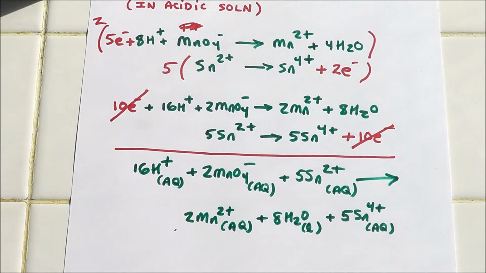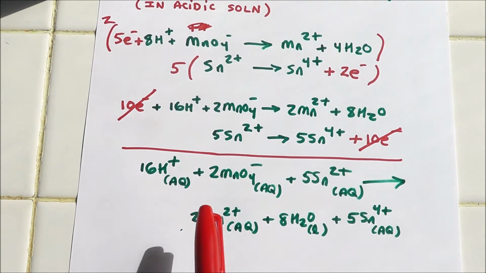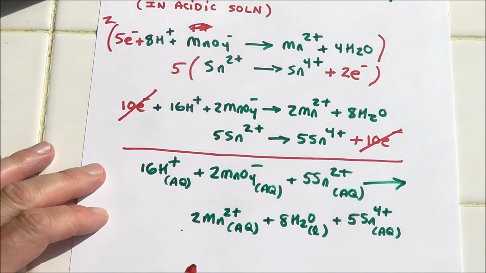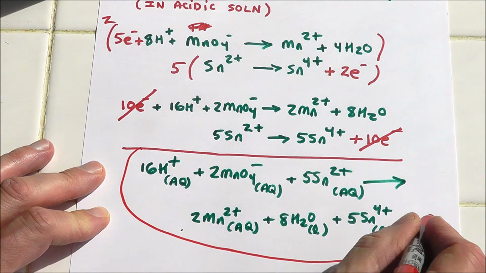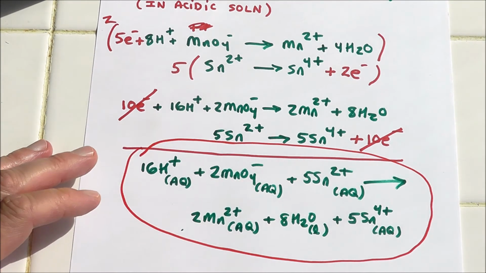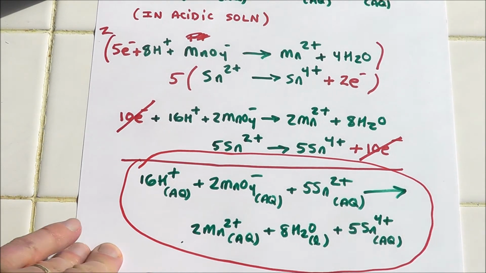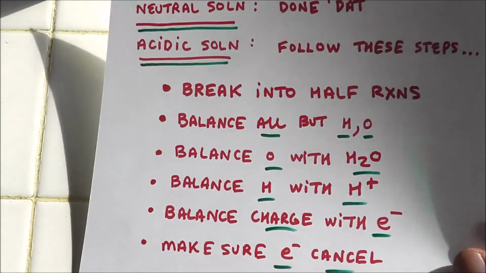All right, just pick any elements now and you can see if it's balanced. 2 manganese on each side, 5 tins on each side, 8 oxygens on each side. Folks, I'm going to declare victory. That is the balanced reaction in acidic solution. All right, it's not that bad. Just do a few reps and you'll feel comfortable with it after a while.